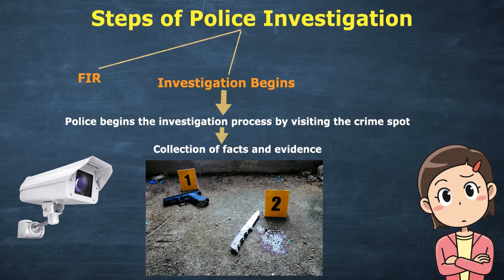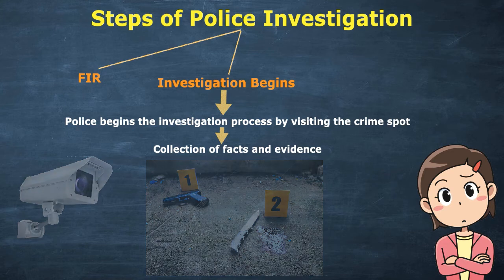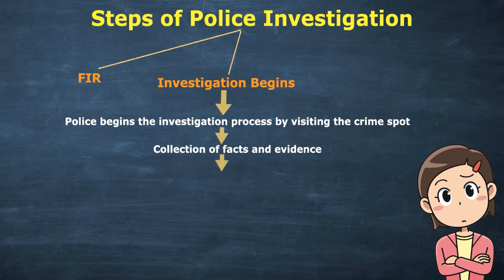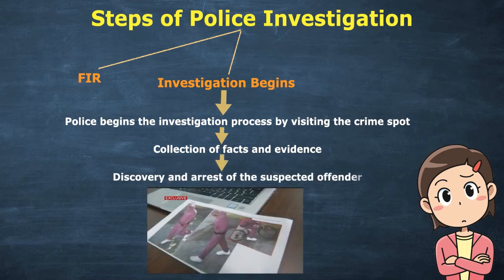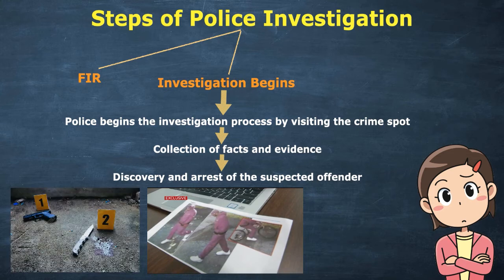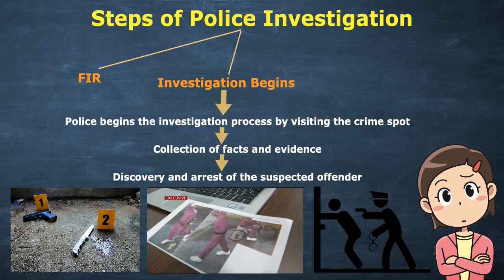After that, the next step is discovery and arrest of the suspected offender. If he finds something concrete that makes him believe that this person is the accused, and he has a certain amount of proof against him, then what can he do? He can arrest that suspected offender.